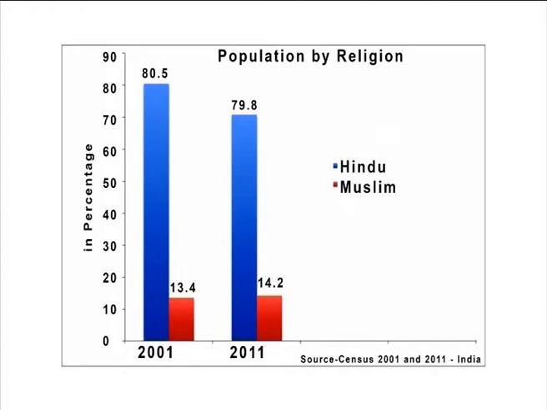Census data covering the period 2001 to 2011 shows that the Hindu population in the last decade has decreased and slumped to 79.8% of the country. On the other hand, Muslims now comprise 14.2% of the country.